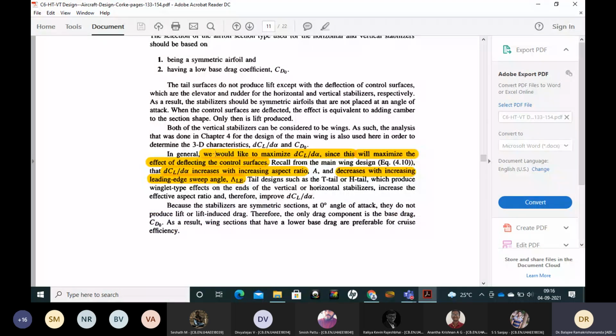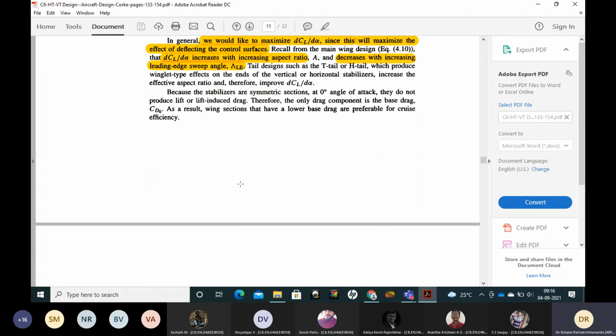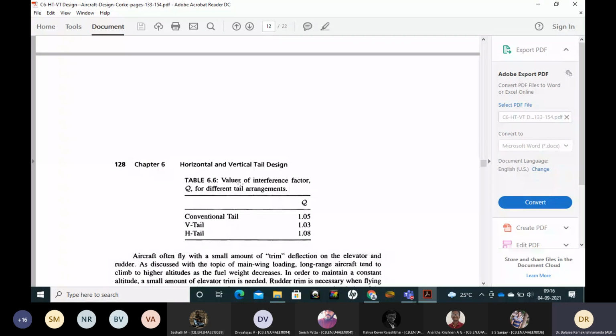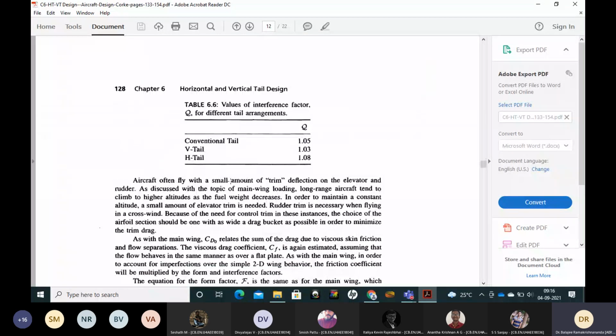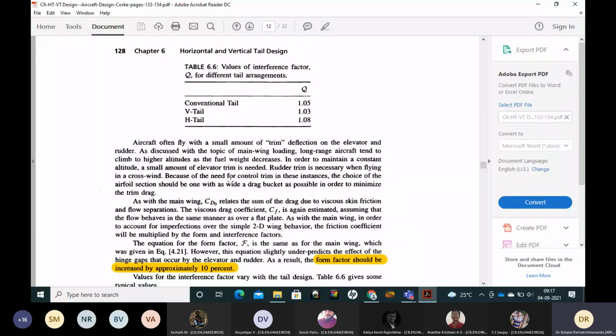So in general, we would like to maximize dCL by d alpha. This will maximize the effect of deflecting the control surfaces. Now dCL by d alpha increases with increasing aspect ratio and decreases with increased leading edge sweep angle. There's more information given here regarding how you should choose the thickness of the tail. The thickness of the tail should be smaller than the thickness of the wing, and the sweep of the tail should be larger than the sweep of the wing.